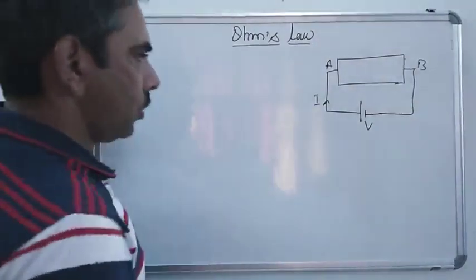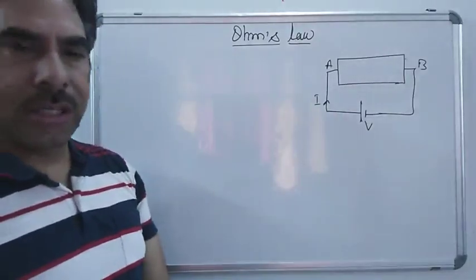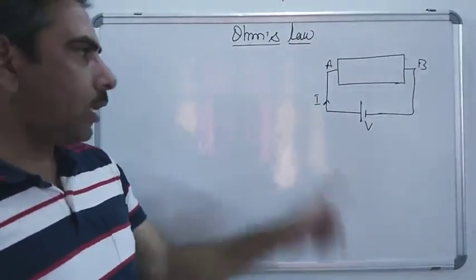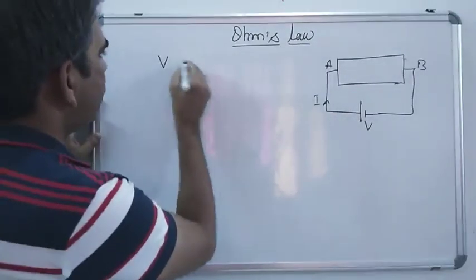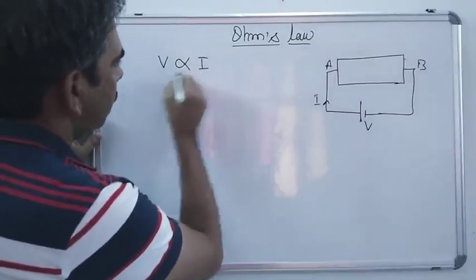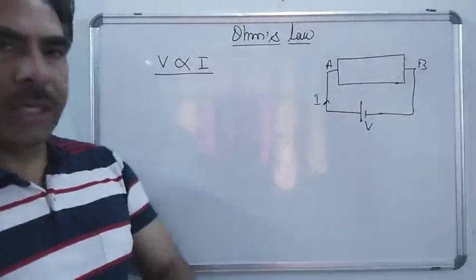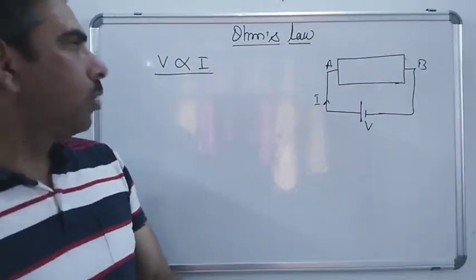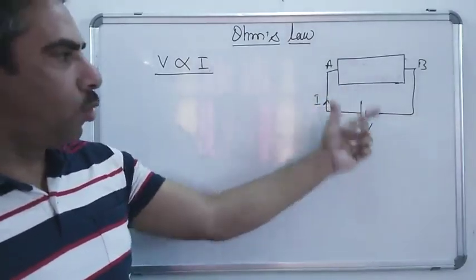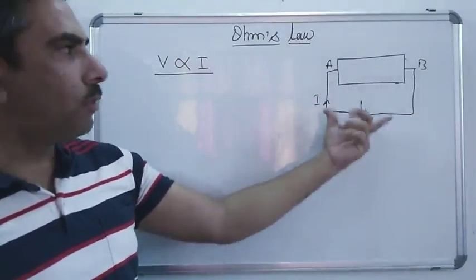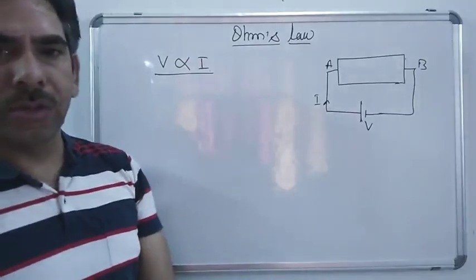Then according to Ohm's law, the potential difference which we applied across the two ends of the conductor is directly proportional to the current flowing through it. Right? So from Ohm's law, V is proportional to I. As the current increases, that means the more current flows through the conductor, the more potential is required, or we can say the more will be the potential across its two ends. So this is the relationship between V and I according to Ohm's law.